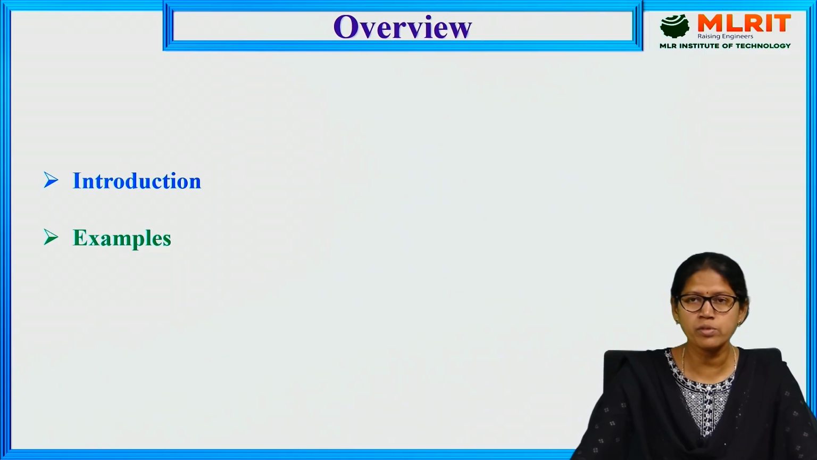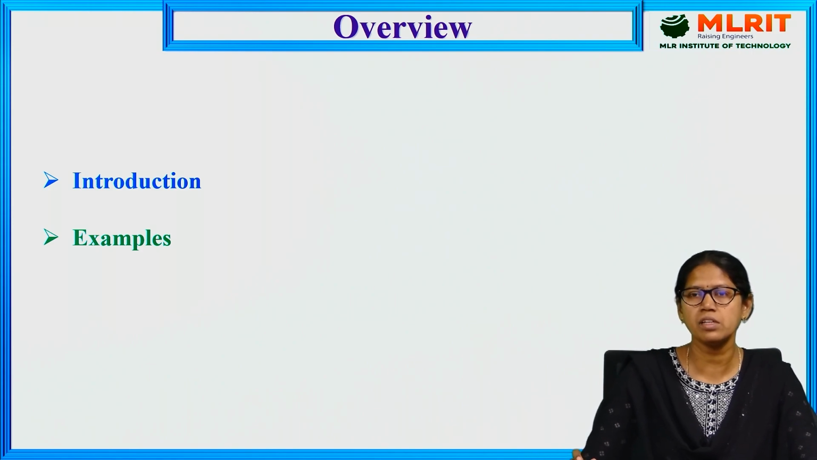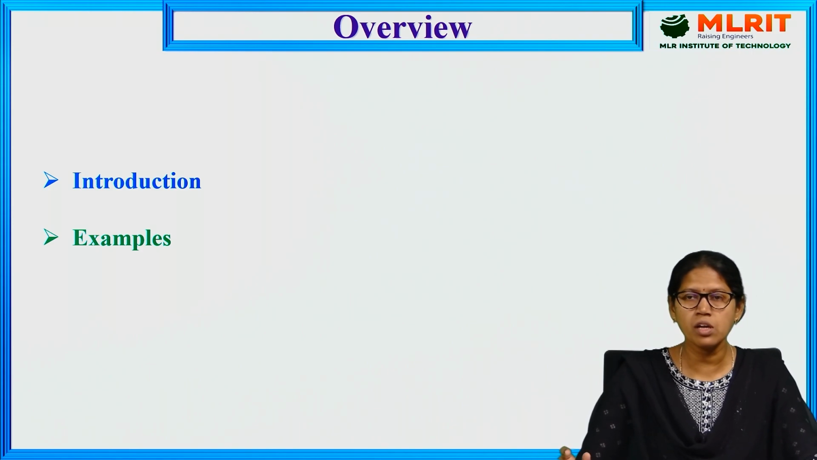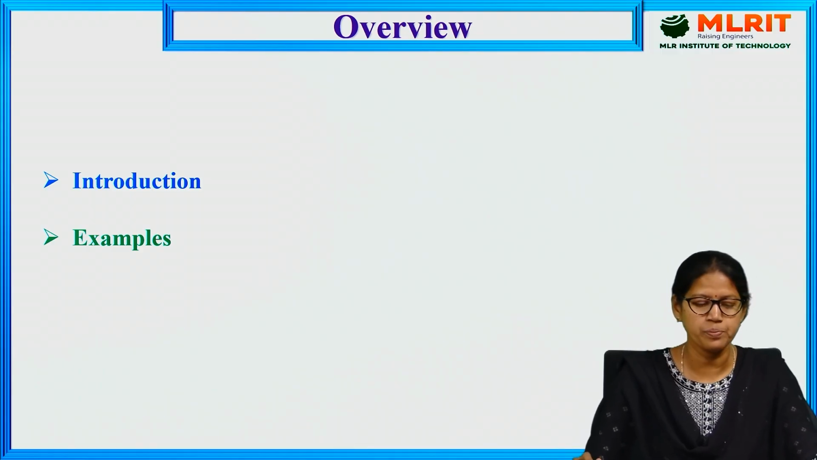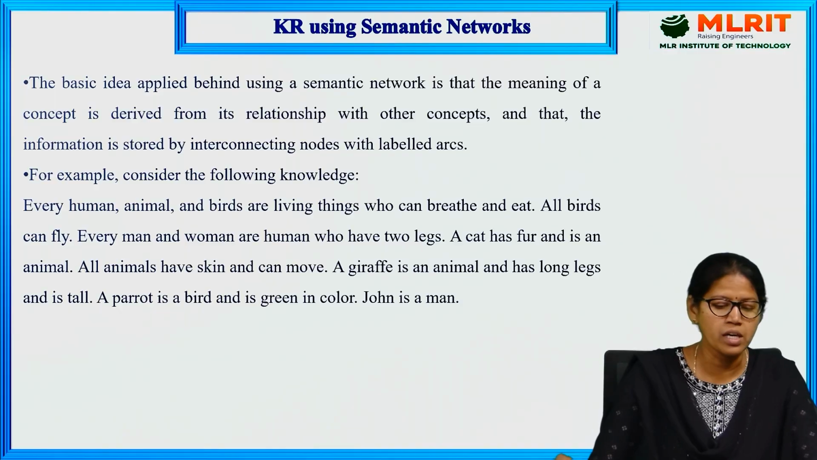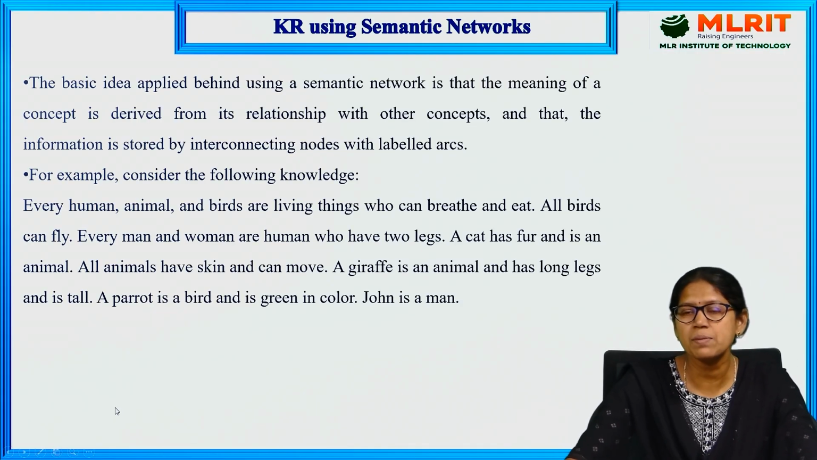The overview of this session is the introduction of semantic networks, and we'll see one example of how we represent text as a semantic network. And what are the objects, what are the attributes, what are the prop links, we'll discuss in this session. Let's see the introduction part: knowledge representation using semantic networks.